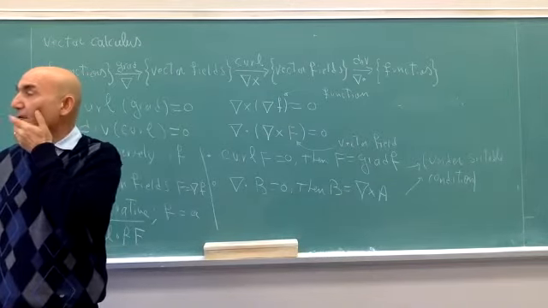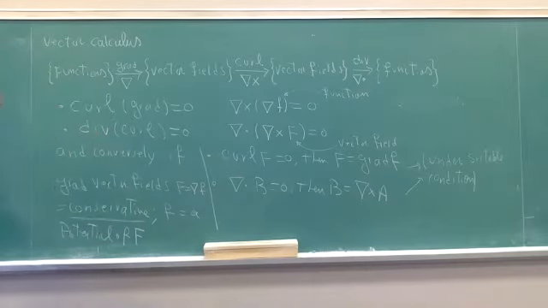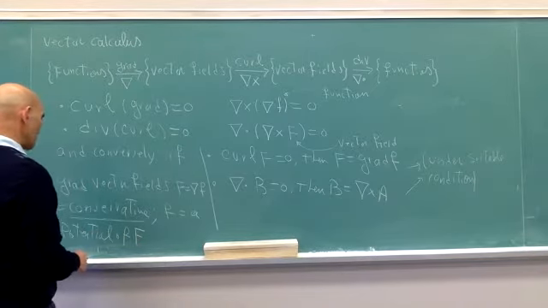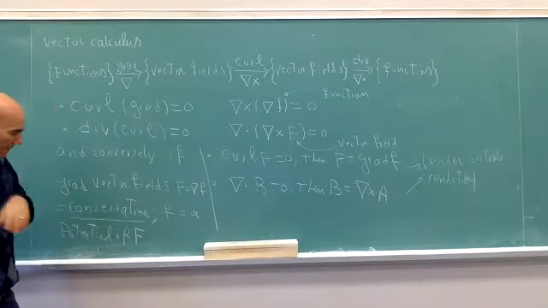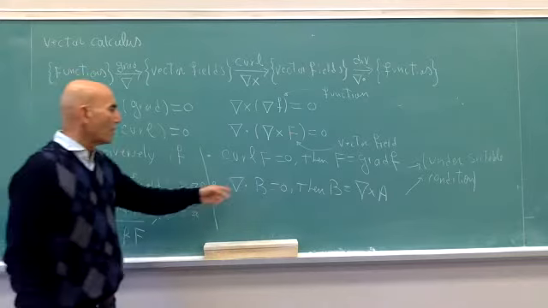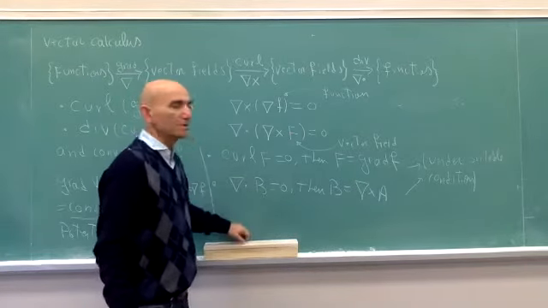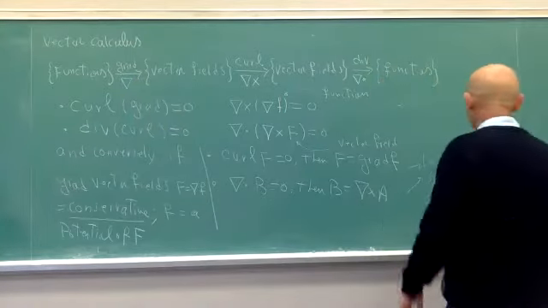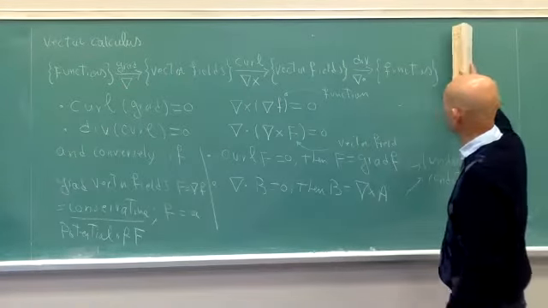There is another name for that, which is also called irrotational. So for now, let's not discuss that. I can discuss it later. Now, vector fields whose divergence is equal to 0 also have their own names. I'm going to erase this part.